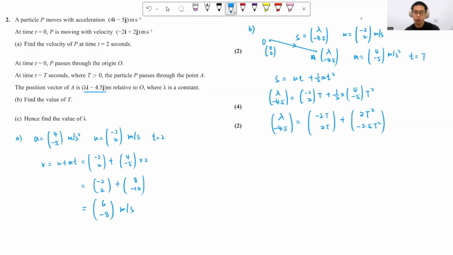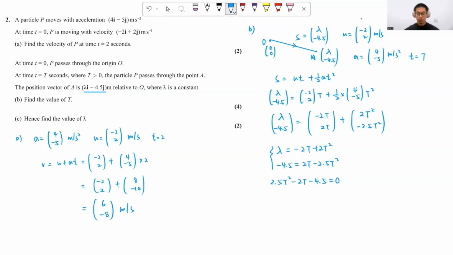So then we have two equations. The first one is number equal to negative 2t plus 2t squared. And the second one is negative 4.5 equal to 2t minus 2.5t squared. So to find out the value of t, we can use the second equation. So rearrange it. We have 2.5t squared minus 2t minus 4.5 equal to 0.